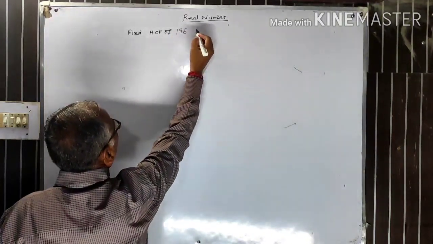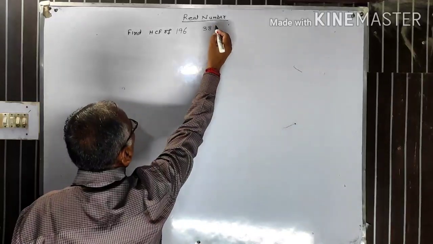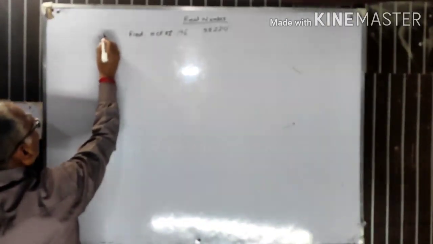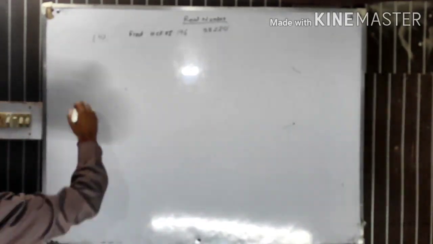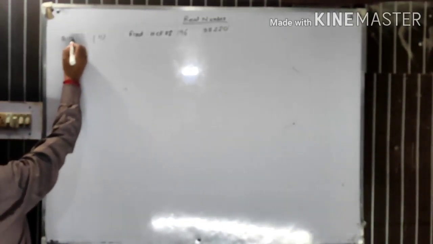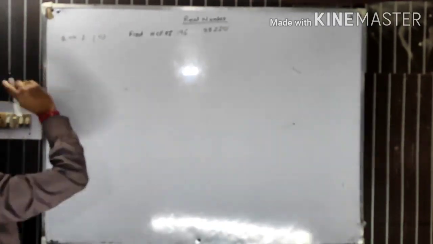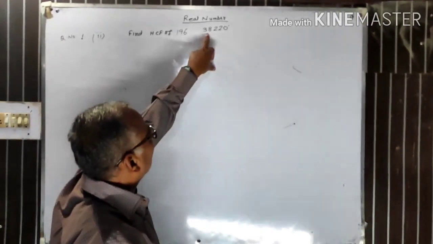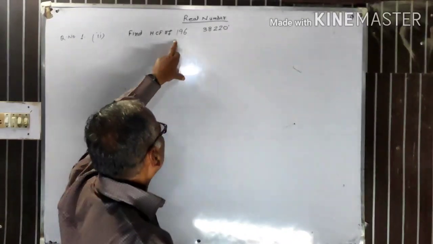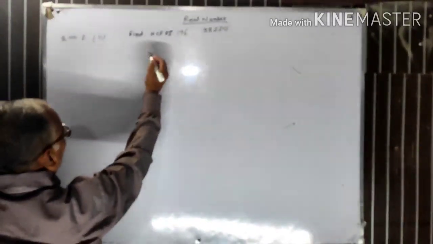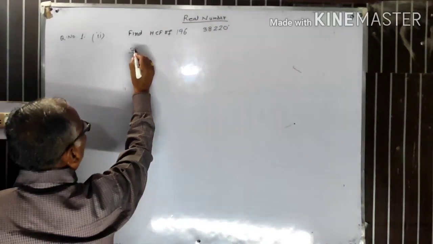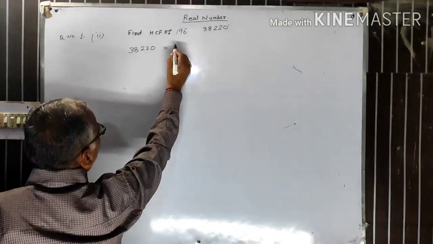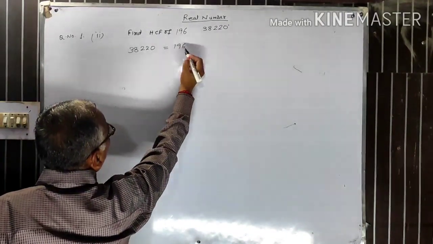196 and 38,220. This is the second part of question number 1. So you divide 38,220 by 196. You divide it by 196.